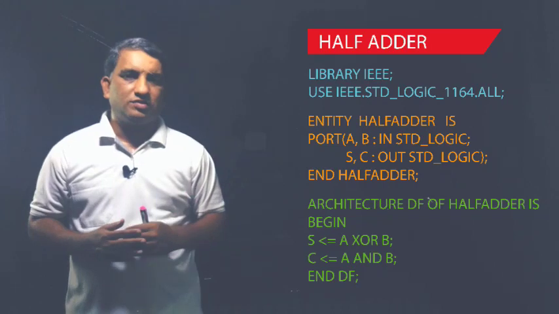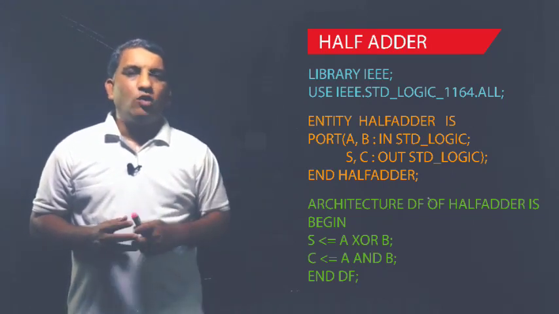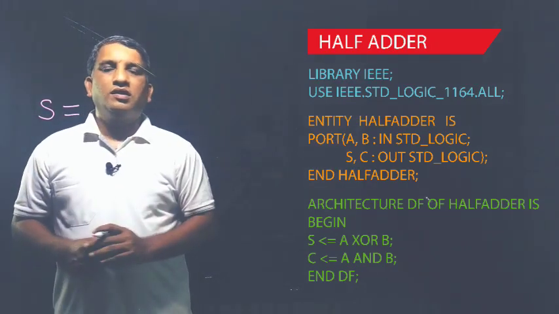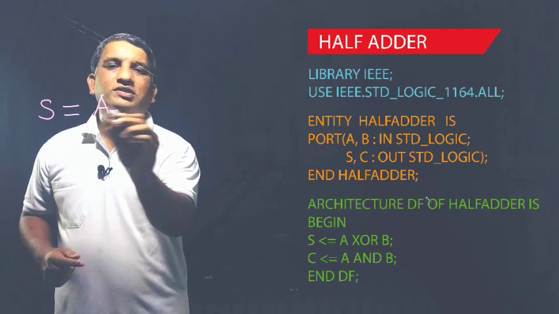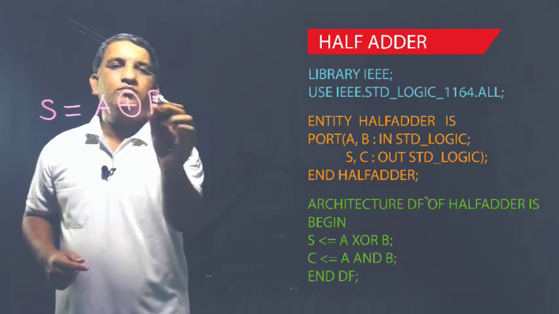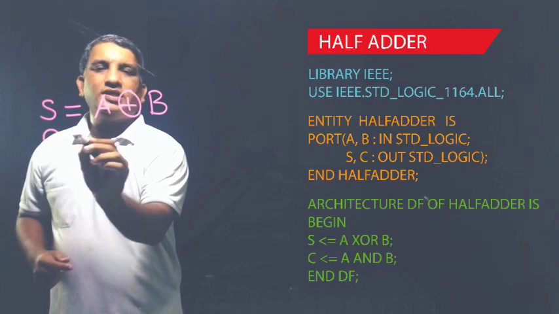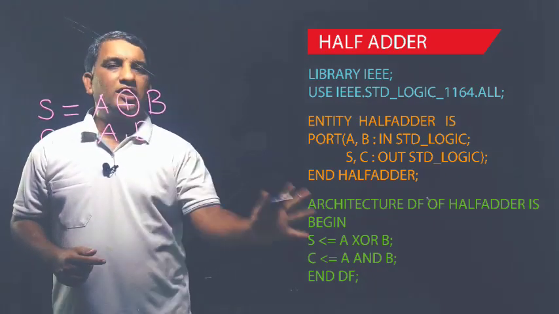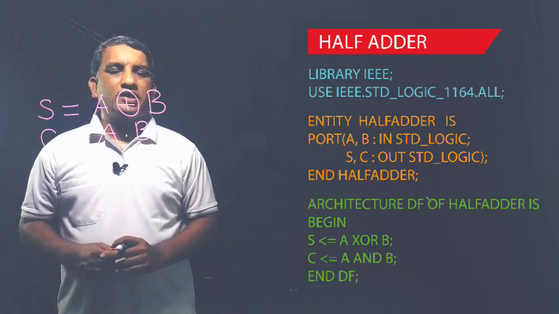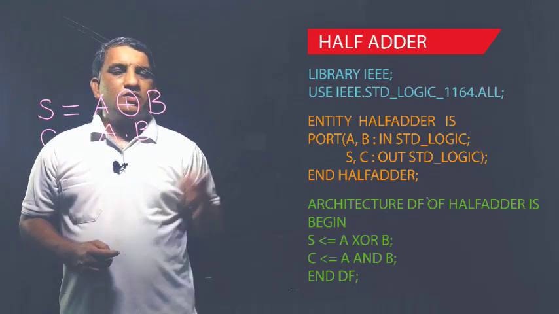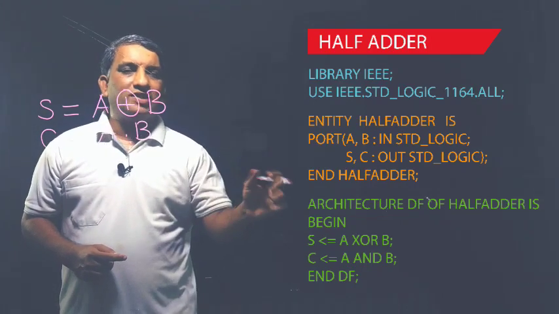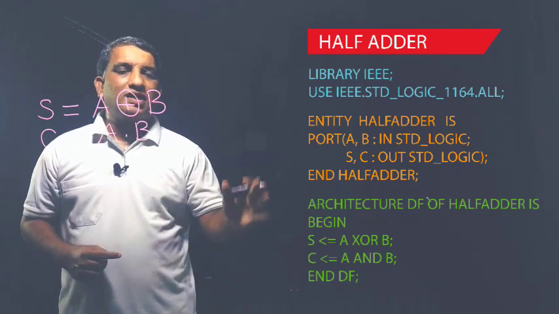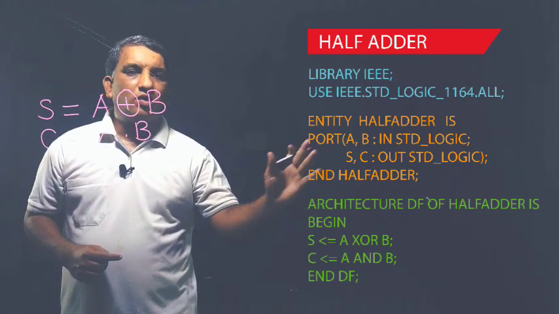my output equations. So as you can see here, the output equations are: sum is equal to, सम का इक्वेशन क्या था हमारे पास, A XOR B, and the carry equation was C is equal to A dot B. So I have to implement these equations with the help of VHDL statements. So how is it implemented, see? So S is assigned with the less than or equals to symbol, that is called the assignment. That is, S is assigned A XOR B.